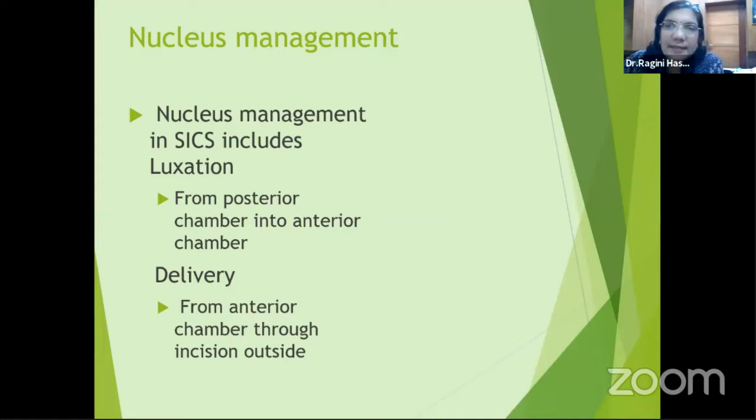Nucleus management in SICS includes luxation. Luxation, what is luxation? Basically bringing the nucleus from the posterior chamber into the anterior chamber, from outside the bag and into the anterior chamber is luxation. That is a separate step by itself. You cannot mix the two steps, because without bringing the nucleus into the anterior chamber, if you try to deliver it like an ECCE, it's not going to be possible. So one must remember that these are two separate steps. And delivery is that once it is in the anterior chamber, to deliver it outside the incision, that is the second step.